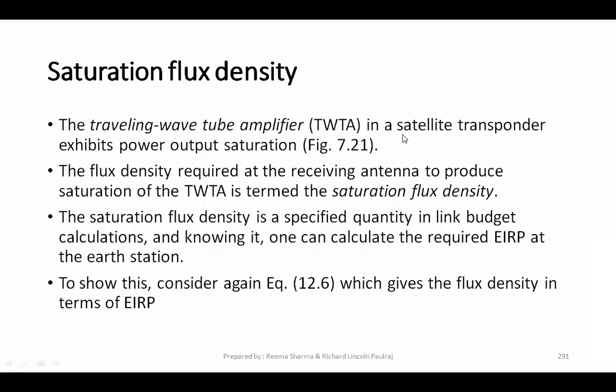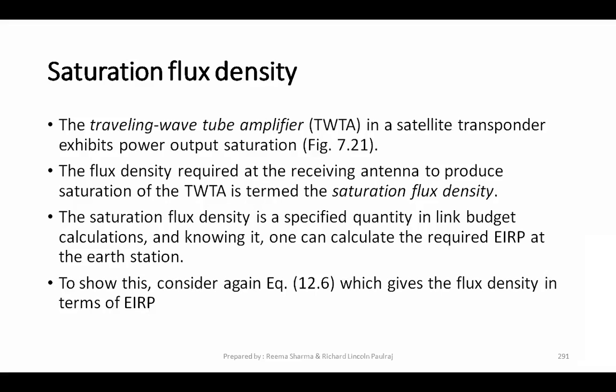The traveling wave tube amplifier in the satellite transponder exhibits power output saturation. We had seen that in the figure; I've put it here for your reference so that you can get back to the specific figure. The flux density required at the receiving antenna to produce saturation of the TWTA is termed the saturation flux density. It is a specified quantity in link budget calculations, and knowing it, one can calculate the required EIRP at the earth station. Once we have these values, we can easily calculate.